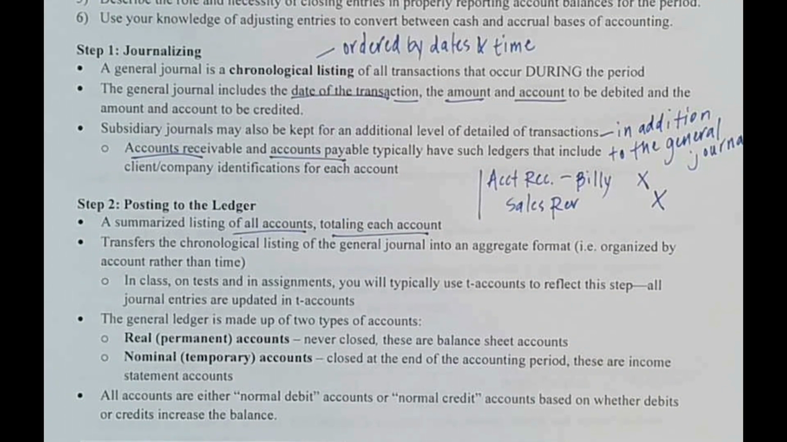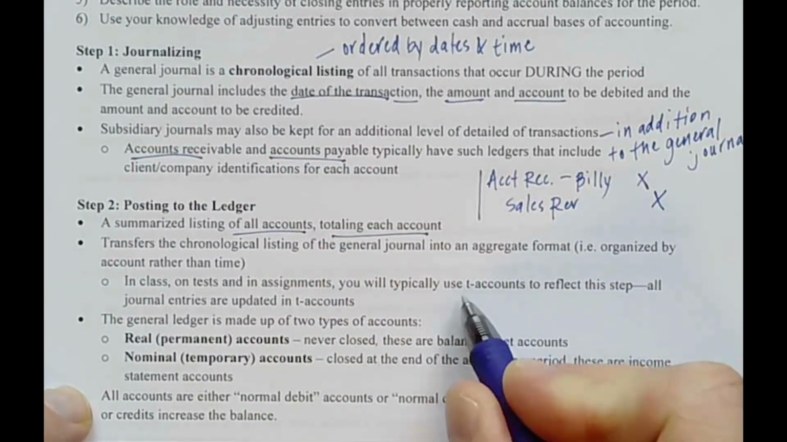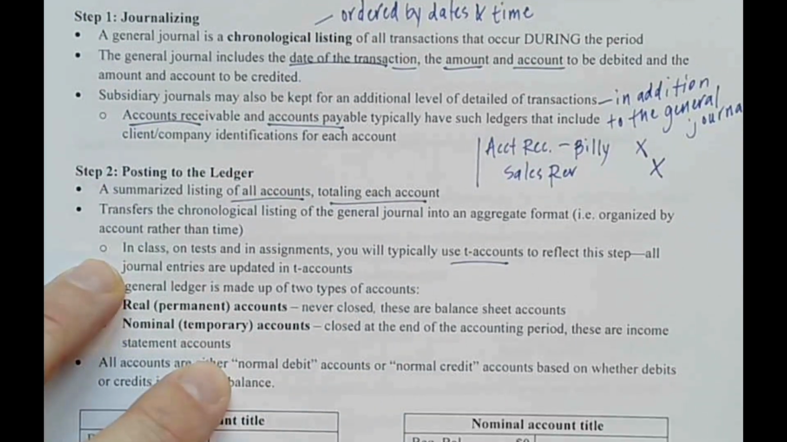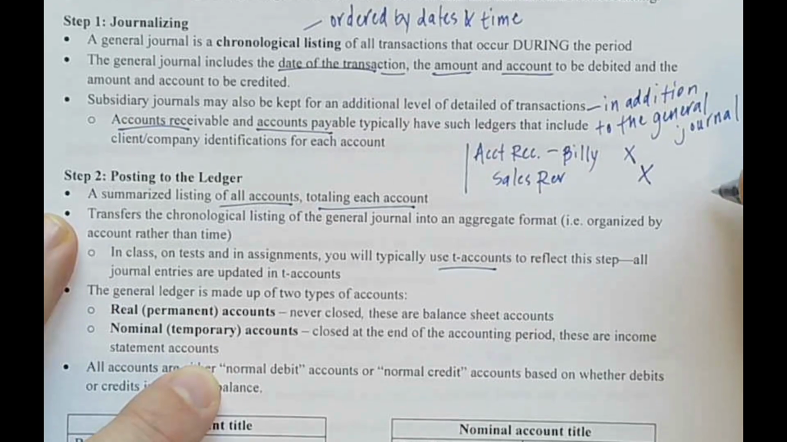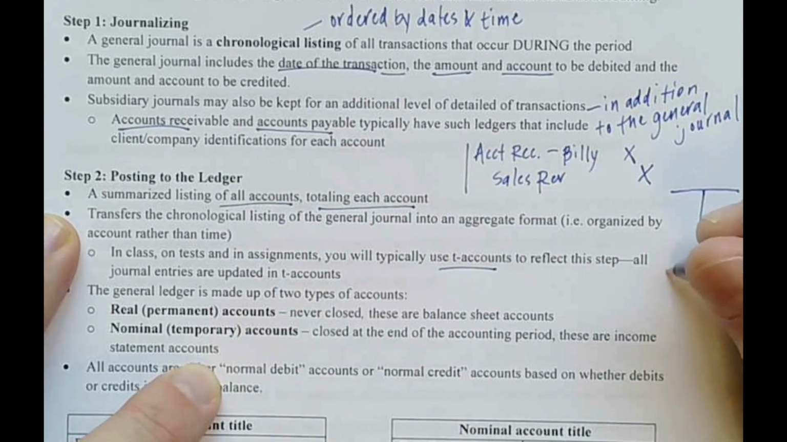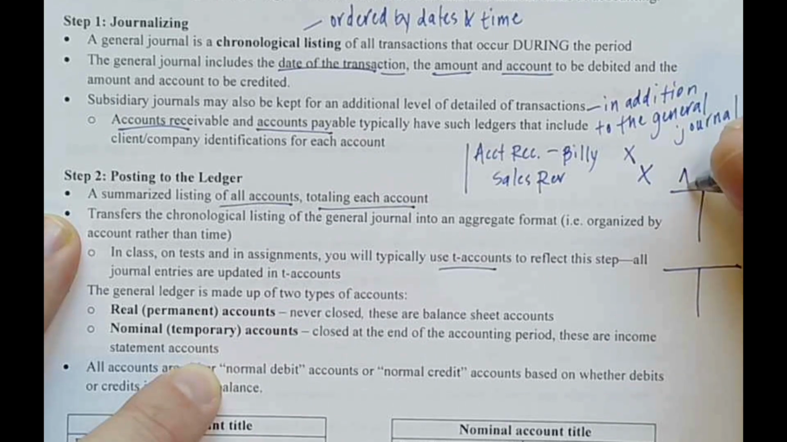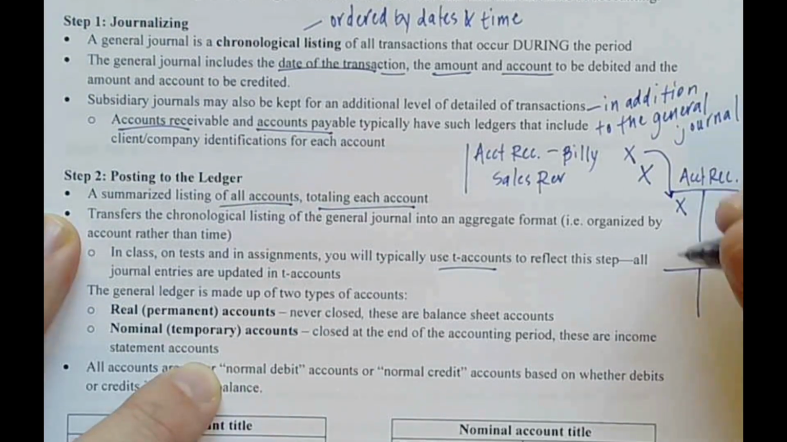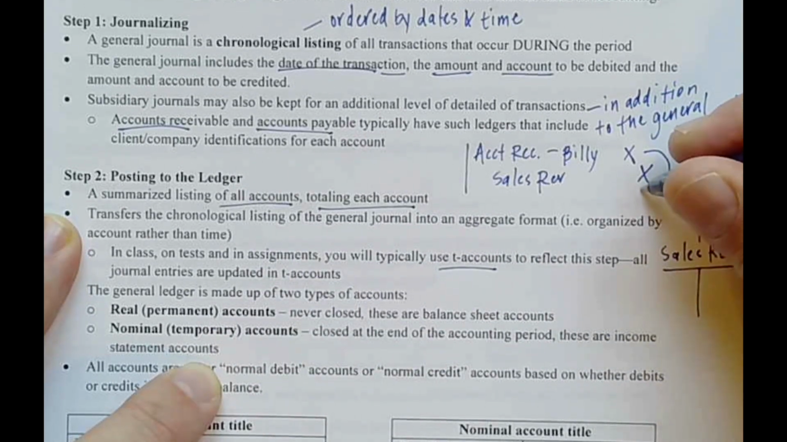We're not bringing in any new data. We're just organizing it a different way. In class on assignments, a lot of times you'll use a T account to reflect all journal entries updated as they read. For example, with this accounts receivable and sales revenue that I just made up over on the side, I would have accounts receivable debited for X dollars. That shows me that piece, and then a sales revenue update to my T account would collect the sales revenue information and put it on the credit side of a T account.